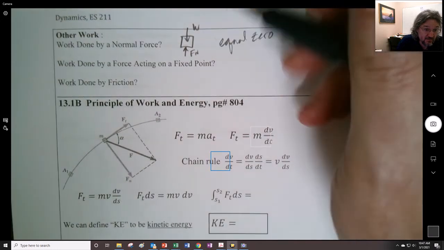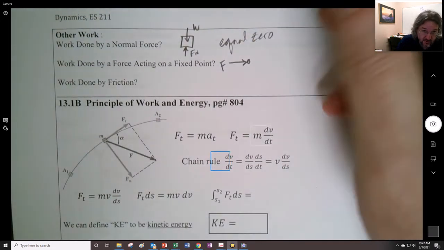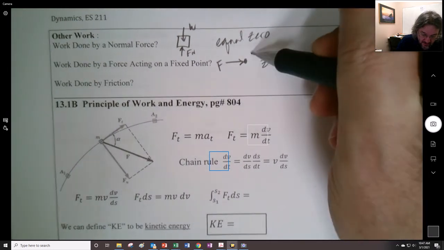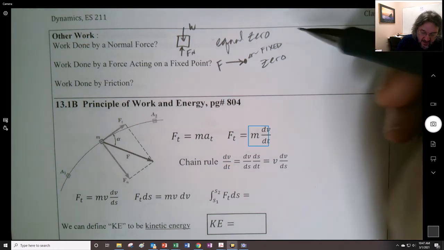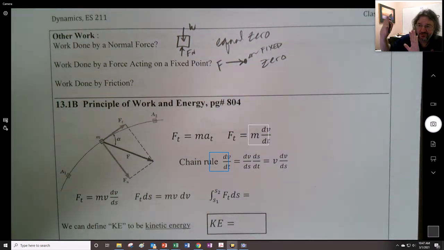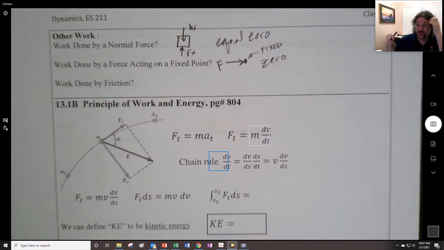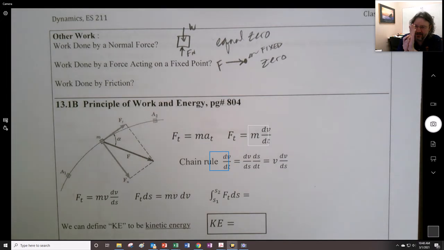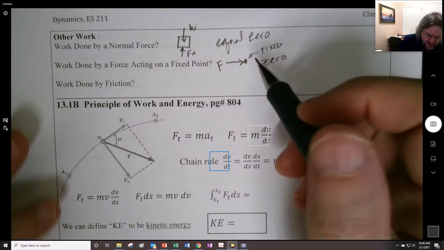How about work done by a fixed point? Well, you put the force on there as much as you want to, and it's 0. It's like if this is fixed right here. Doesn't matter if you're pushing up against a wall. You're pushing up against the wall as hard as you possibly can. If the wall doesn't move, you didn't do any work. Now, we could say that there's maybe some flexibility in your bones and whatever. Nah, it's just you still really haven't done work.